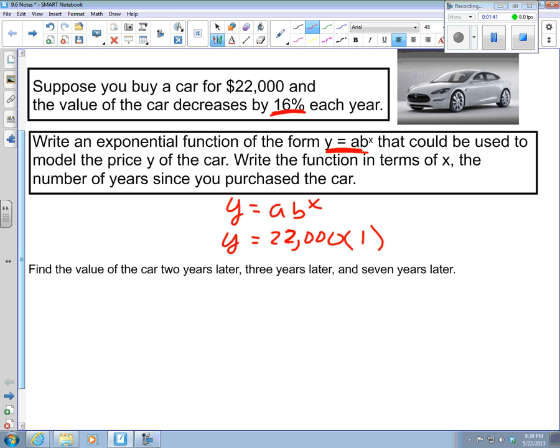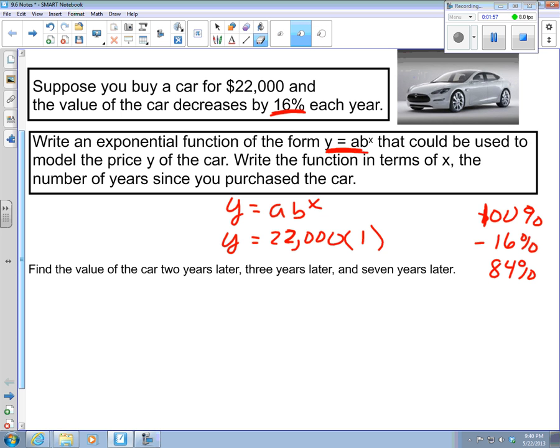So what we really have to do is take 1, or 100%, and subtract 16% from it, because it decays 16% every year, but what does it actually retain? It retains 84%. So instead of plugging 1 in there, we're going to plug in 0.84. If it goes down 16% every year, it retains 84%, or 0.84, to the x power. And this is the formula you would use to find the value of a car after so many years. Here we want to find the car 2, 3, even 7 years later. So let's just plug in 7.